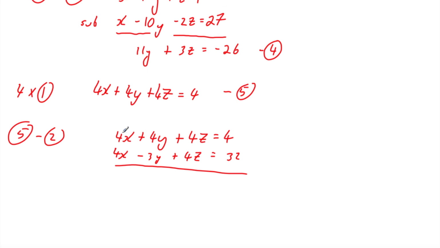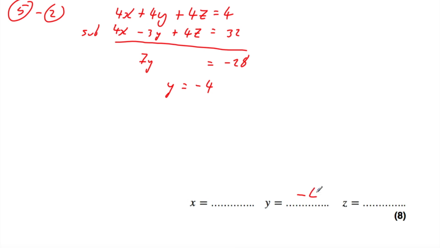So let's do that. 4x's take away 4x's is 0. We've then got 4y subtract minus 3y, and 4y minus 3y would be 7y. Then we've got 4z take away 4z, that's 0. And then we've got 4 subtract 32, which is equal to negative 28. If we divide both sides by 7, we get that y is equal to negative 4. So we find out what y is. Instead of eliminating just the x's, we're able to eliminate the x's and the z's, which is fantastic. We've now got that y is equal to negative 4.